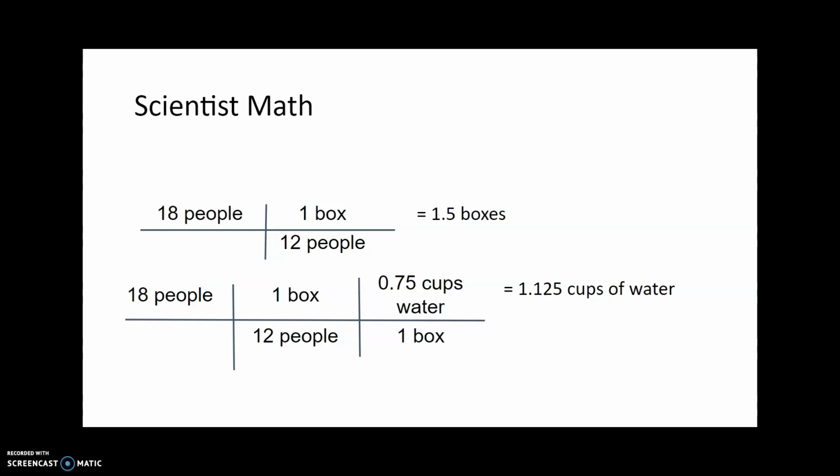Another ratio is that in order to make one box of mix, you need 3/4 of a cup of water. Well, first of all, we don't muck around with fractions in science. That would be 0.75 cups of water. And so when we add that ratio on to our railroad tracks, 18 times 0.75 divided by 12 is 1.125 cups of water. So that would tell us exactly how many cups of water we need in order to create the correct amount of muffins.